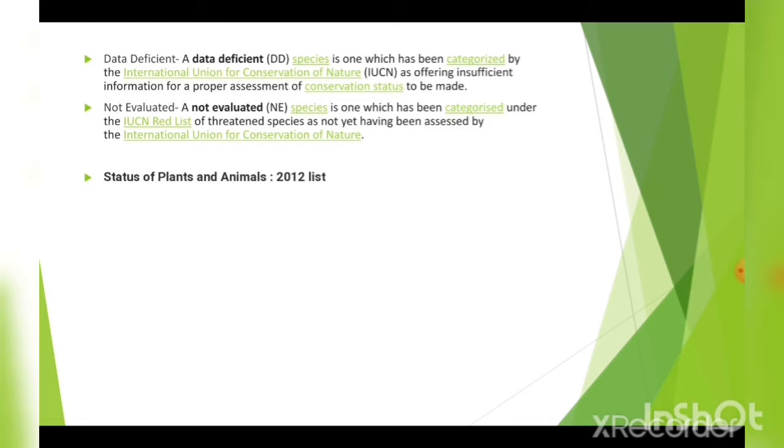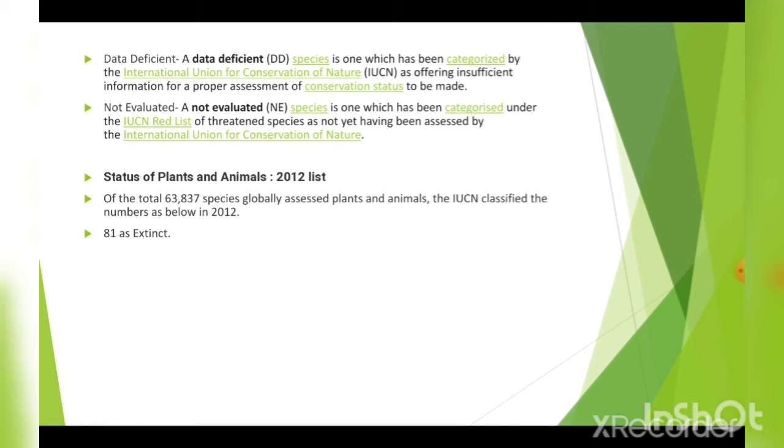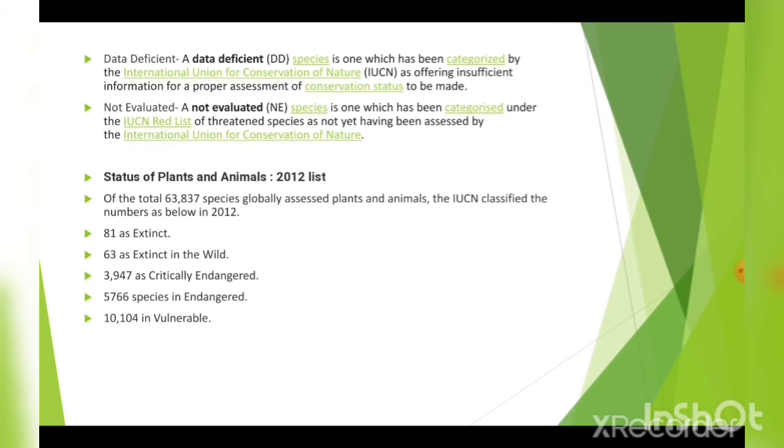Now, status of plants and animals. Of the total 63,837 species globally assessed, plants and animals, the IUCN classified the numbers as below. In 2012, 81 as extinct, 63 as extinct in the wild, 3,947 as critically endangered, 5,766 species endangered, 10,104 vulnerable, 4,467 near threatened, 10,497 species are data deficient.